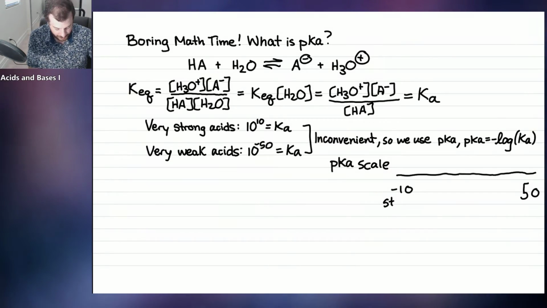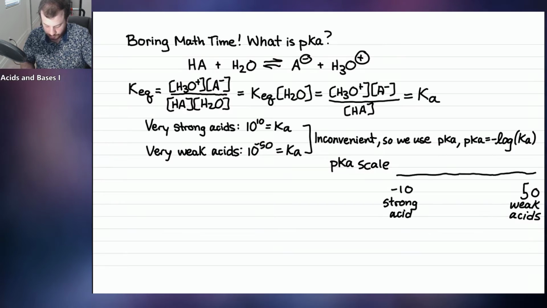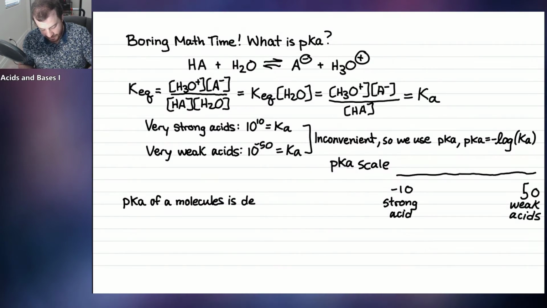And so at -10, you have your very strong acids. Because it's the negative log, that means that when the pKa is very low, the acid is very strong because the Ka is very high. But if you have a very high pKa, that is for exceedingly weak acids. All right. And the nice thing is that pKa's are quite consistent by functional group. So if you can recognize a functional group in the molecule, you can pretty easily approximate the pKa of that molecule. The pKa of a molecule is determined by functional group.